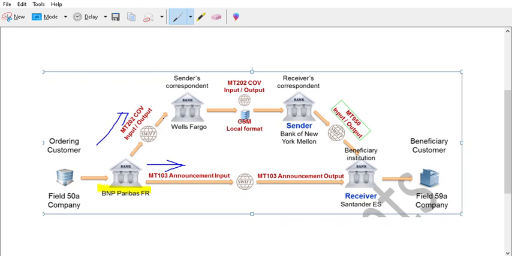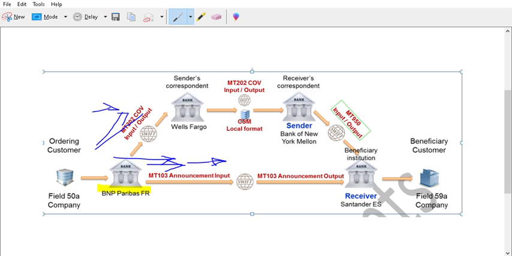Your MT202 cover payment has been sent, and there are possibly two messages initiated. One is the MT202 cover, and the other is the MT103. This MT103 also contains the same information which is sent in the MT202 cover. Okay. The only thing is that the MT103 is called an announcement, which is not doing your sending of payment.